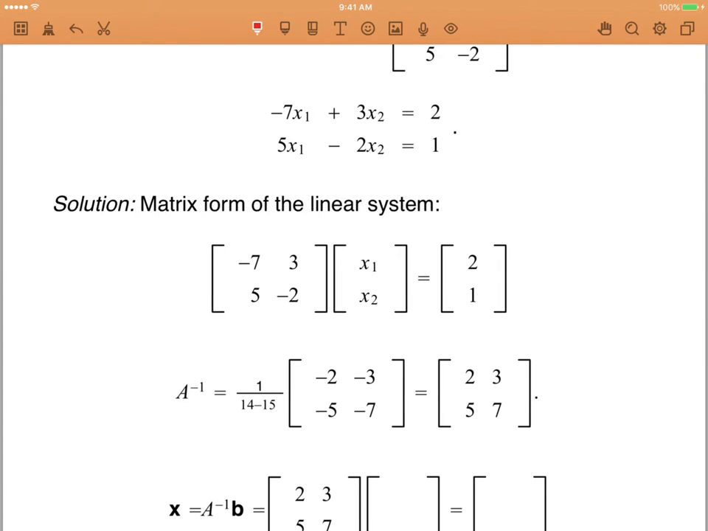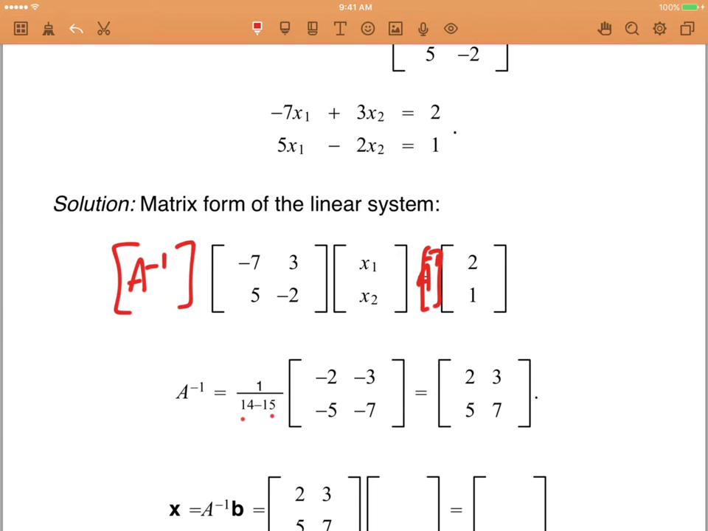And our cute way of solving it is going to be to multiply on the left-hand side of each side by A inverse. We just have to compute what it is. So A inverse equals 1 over the main diagonal product minus the other diagonal product. So that's -7 times -2 gives me the 14, minus 3 times 5 gives me the 15.